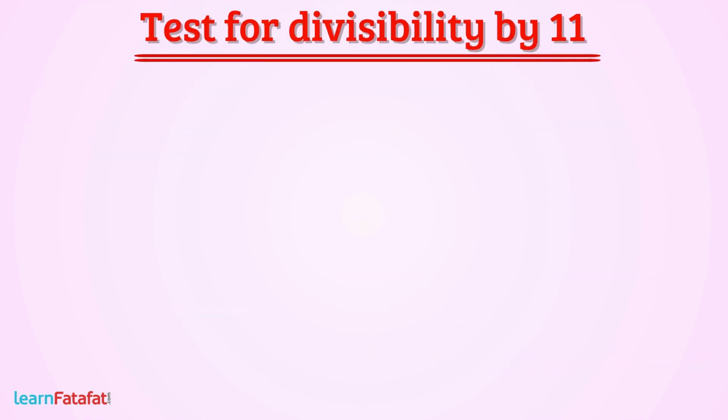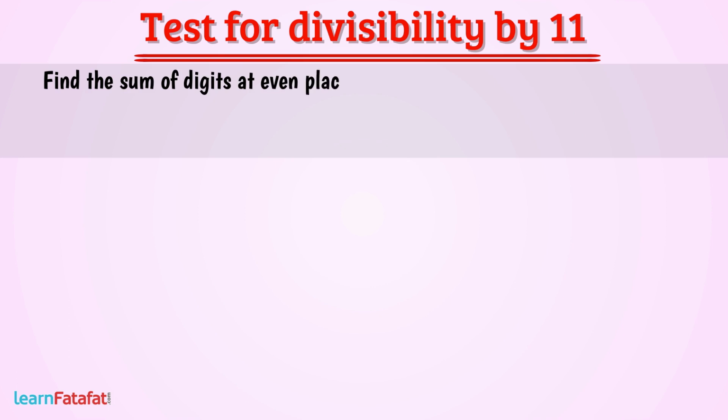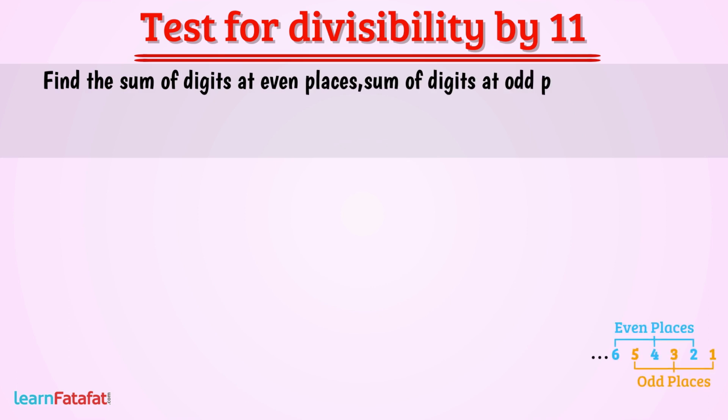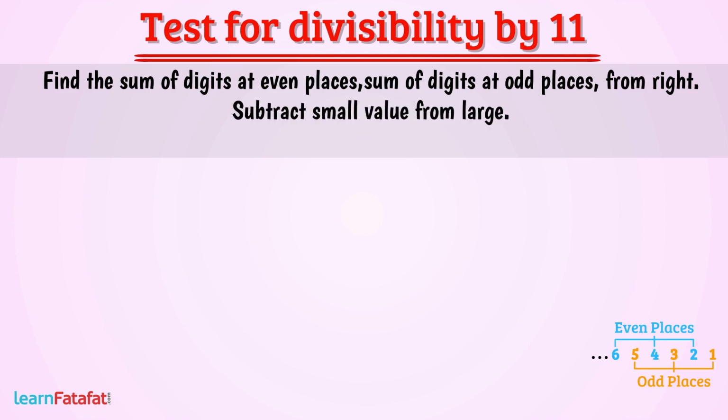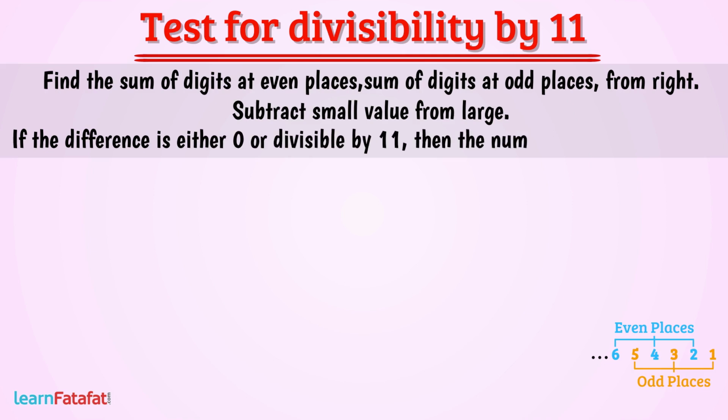Test for divisibility of 11. Find the sum of digits present at even places as well as at odd places of a number from right. Subtract the smaller value from the larger. If the difference is either 0 or divisible by 11, then the number is divisible by 11.